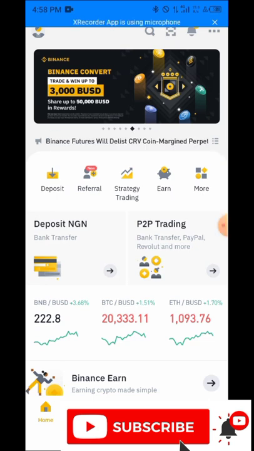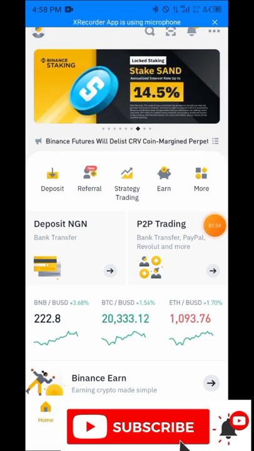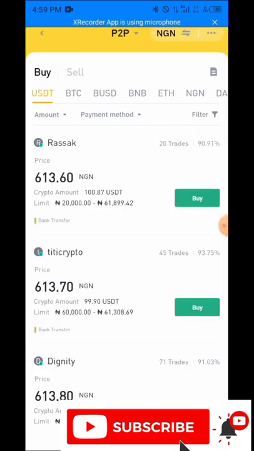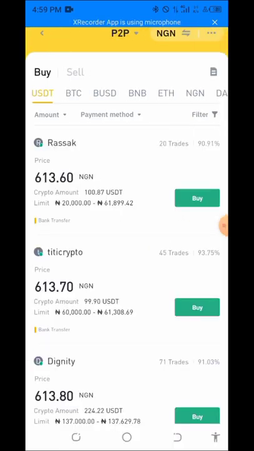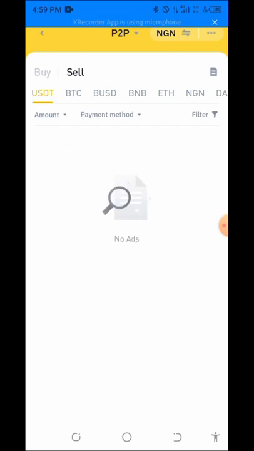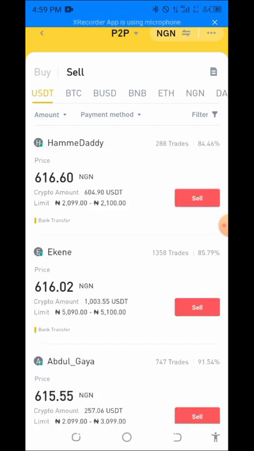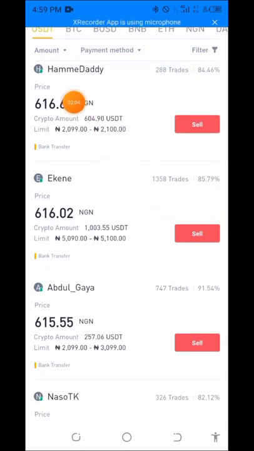I'm clicking on P2P right now. This is P2P. Let's check them out. Whenever you want to buy or sell your USDT, you have to take note of this very thing. You have to be very mindful, else you can lose your money. So this is it. Clicking on sell, you can see these are all the prices which these persons are selling, from this range to this range.